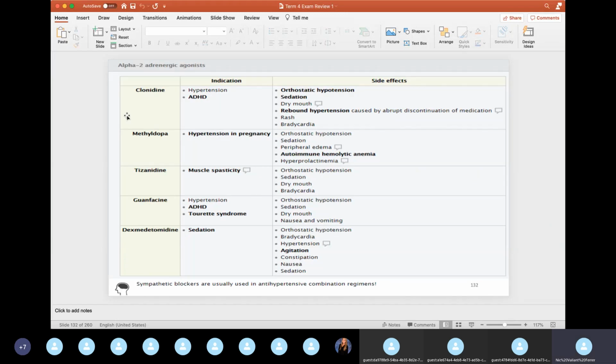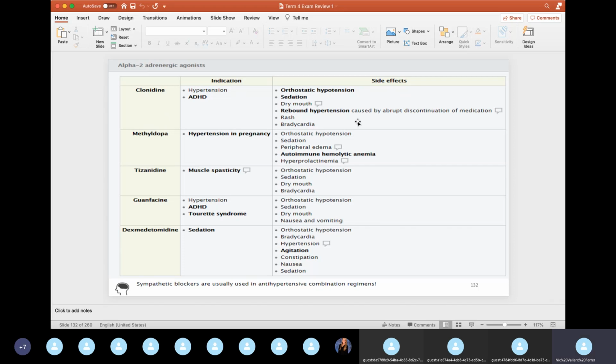Next, alpha 2 adrenergic agonists, or Gi. So they increase the Gi. Clonidine, methyldopa, those are the two things that are much more high yield here. Okay, clonidine is for ADHD and hypertension, and methyldopa is safe in pregnancy.